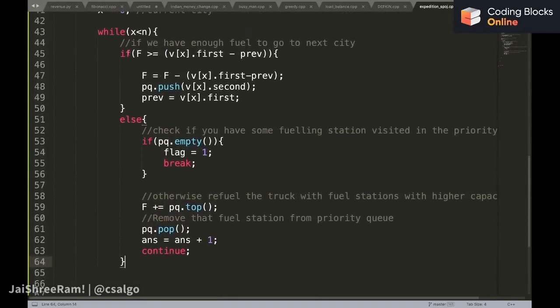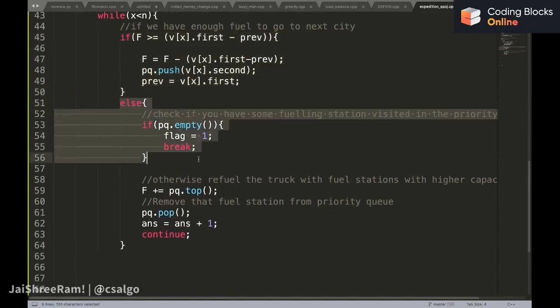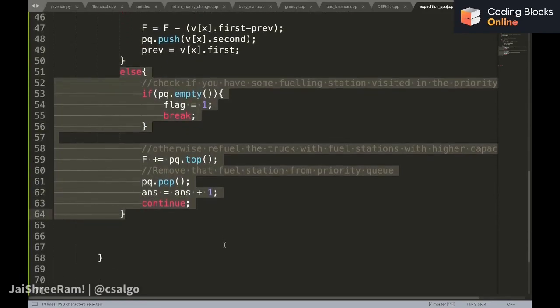Okay, so we have done two cases. If we can go to the next city with the current capacity, we will go. If we are short of capacity, we will try to remove a fueling station from the priority queue, and we will try to visit the next city.